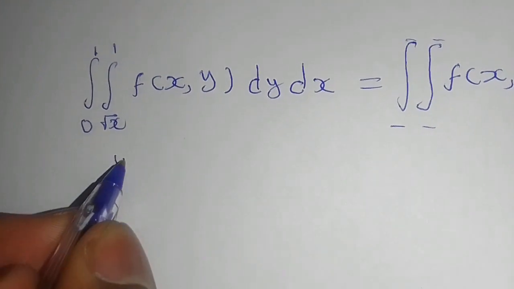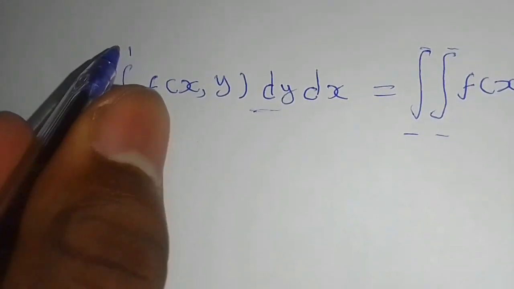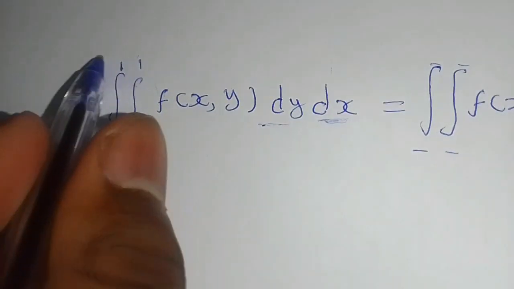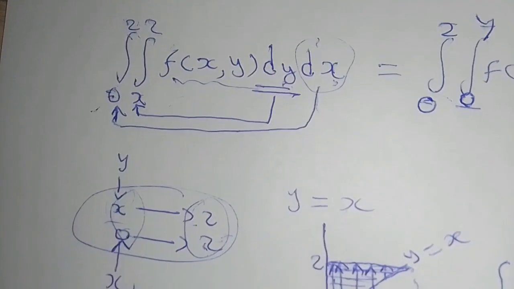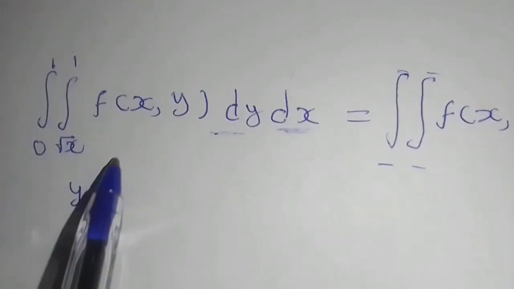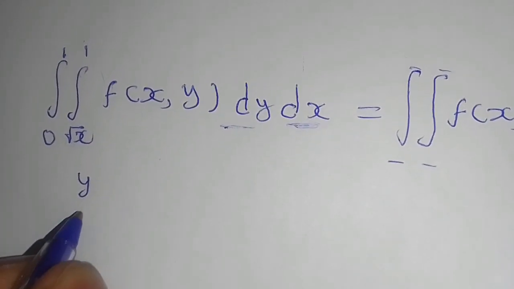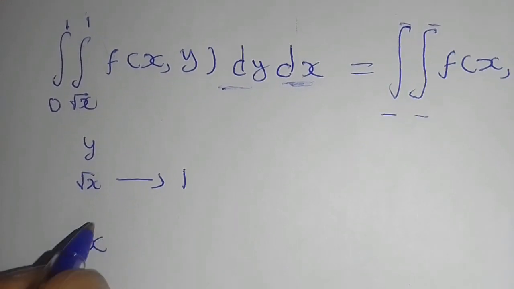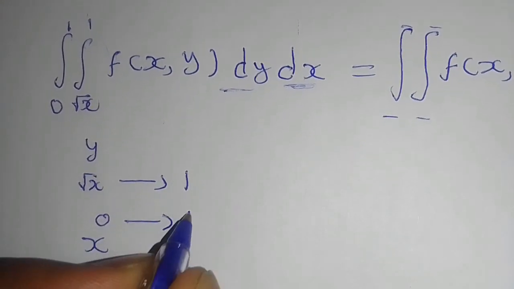So let's look. Remember these boundaries here are associated with y, and the outer ones are associated with x. That's basically what I said here. So now if you look here, y goes from root x to 1, and x itself goes from 0 to 1.